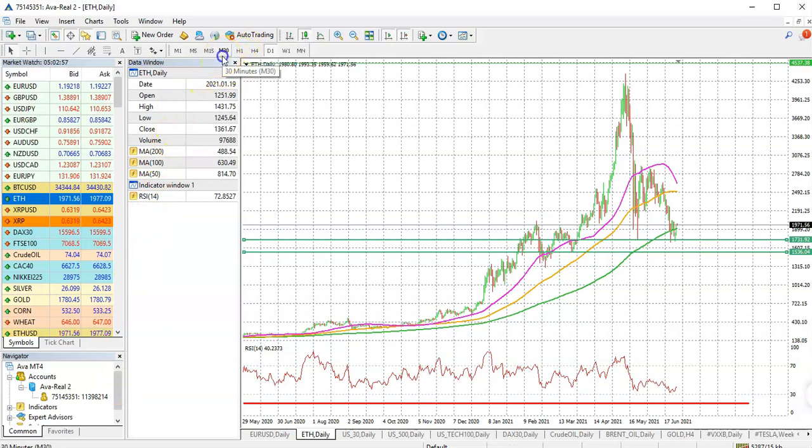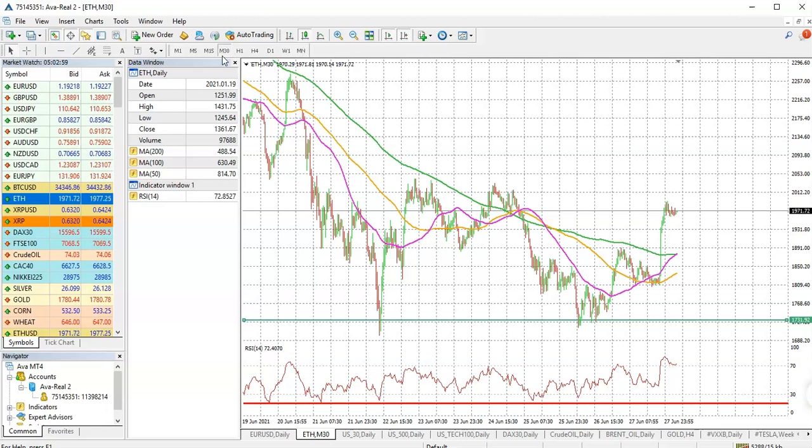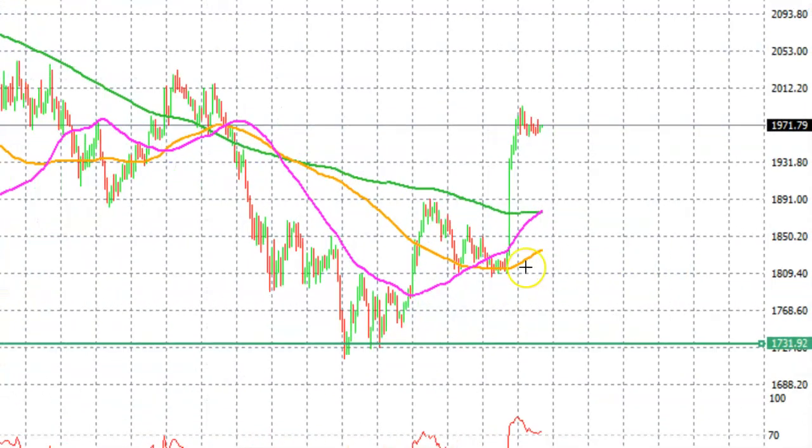Well, those signs are coming from the 30-minute time frame, and that comes in the form of two different patterns. What are those patterns? As follows. First of all, we are about to see the 50-day simple moving average cross above the 100 and 200-day simple moving average right over here. So this shows that bulls are taking control of the price.